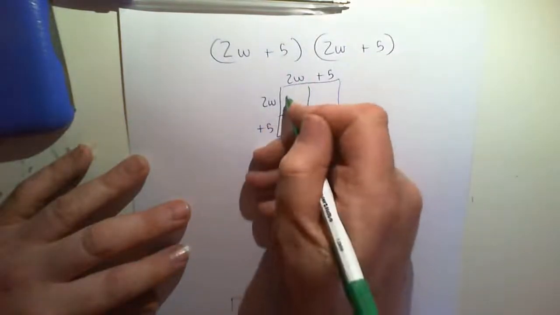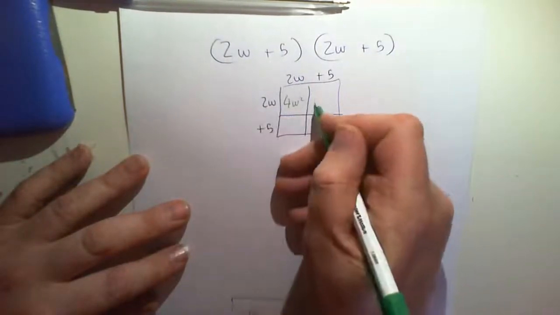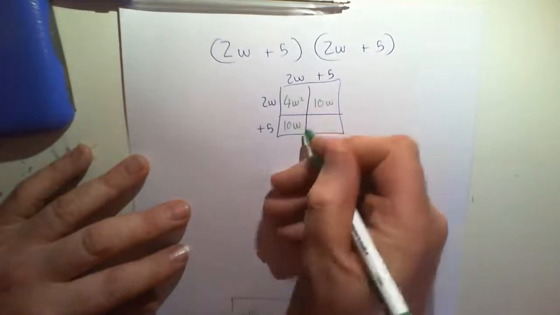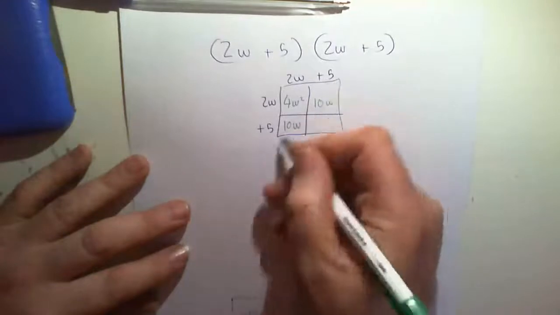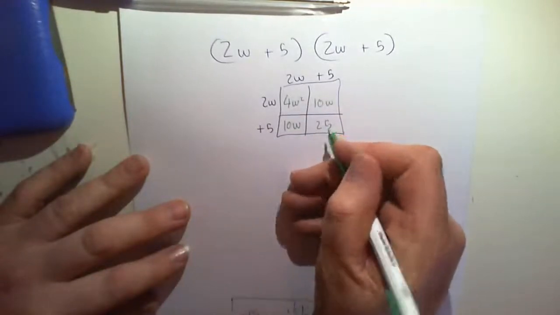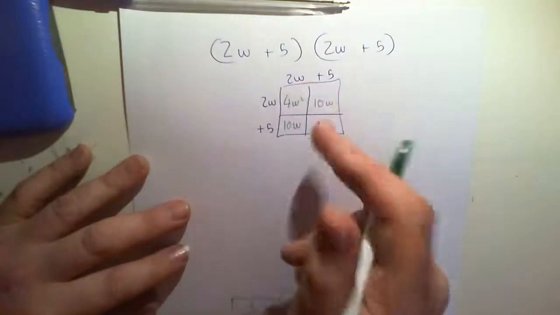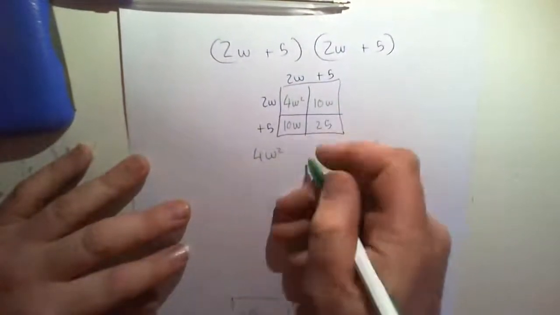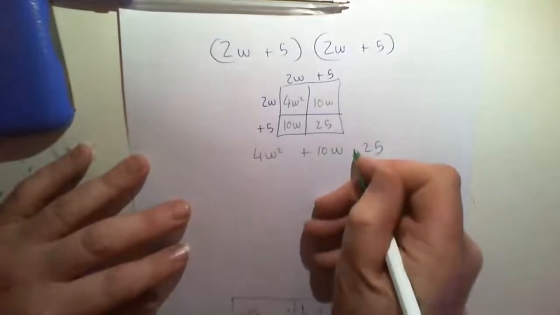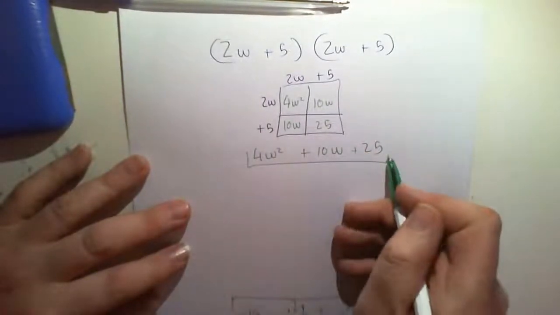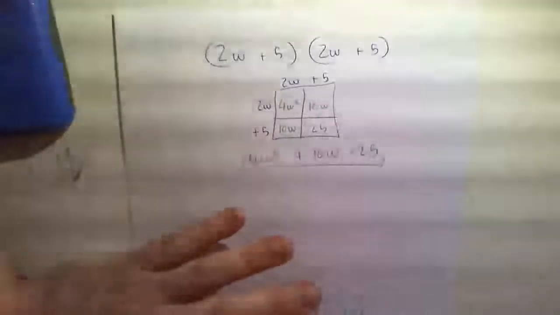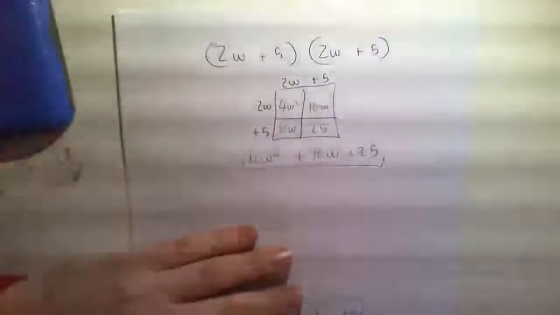Row by column. 4w squared, 10w, 10w, and 25. Same thing again. Can't add top left, bottom right, so leave them as they are. But you can add the diagonal. So there's your answer. You're thinking, well, so what? Just another one. I want you to look very carefully at this one. Look very, very carefully, because this is a nice little handy hint, and it's probably not going to help you now, but next year in honors it will.